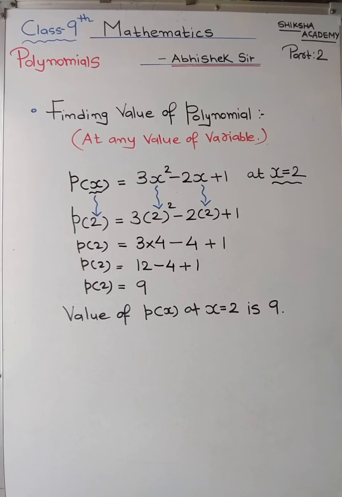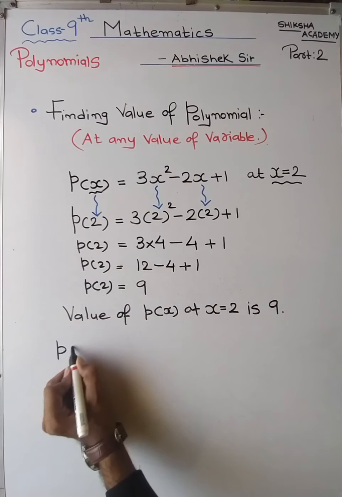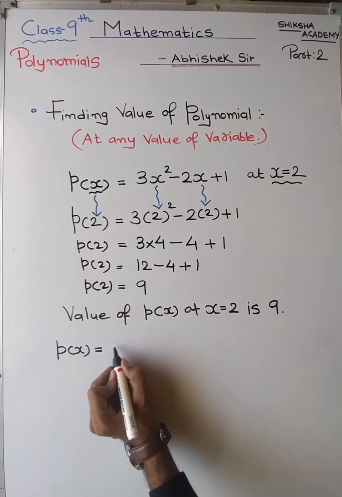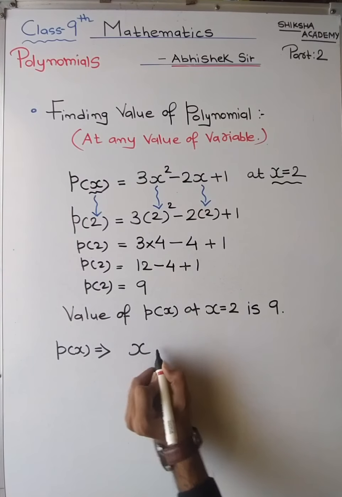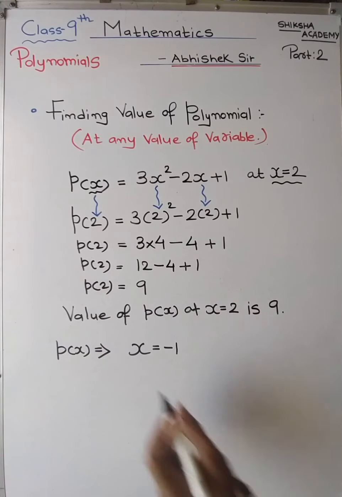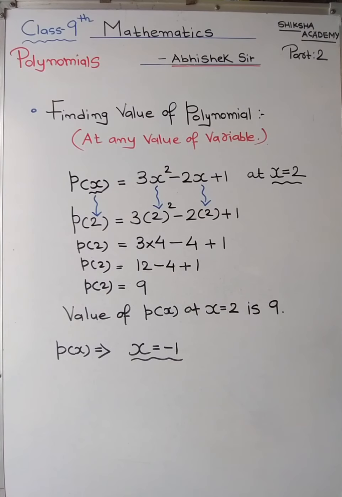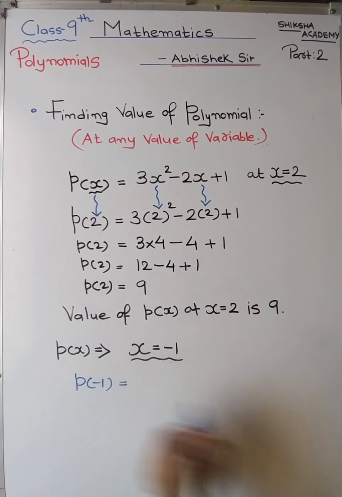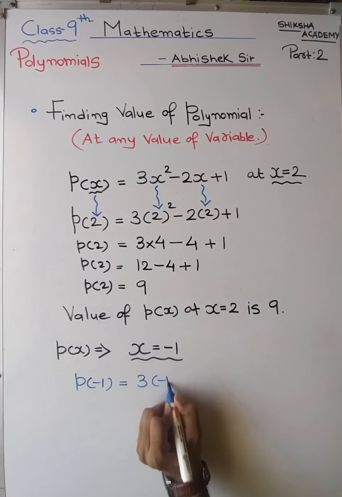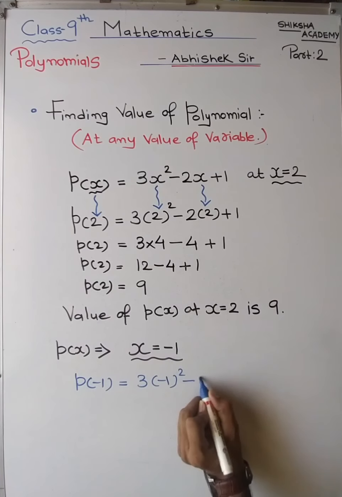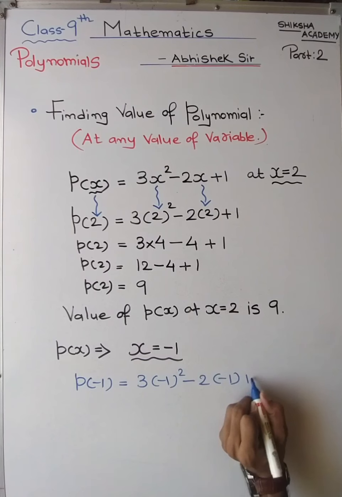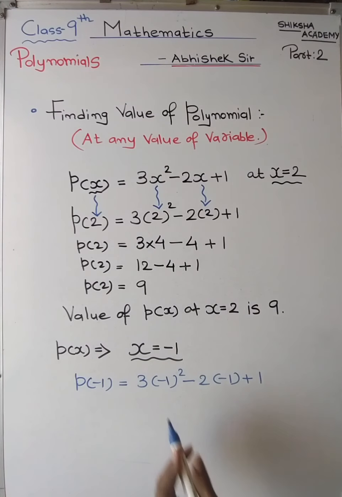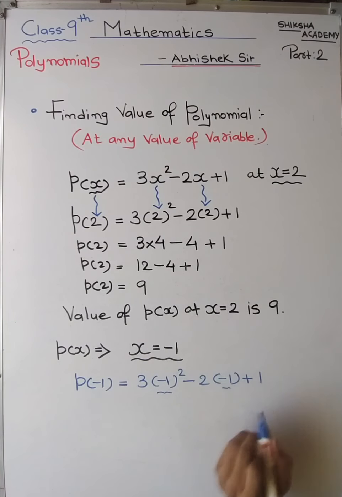If we want to have another value, suppose let us take the same polynomial but now at x equals to minus 1. Let us take a minus number, right? So it will be easy for you. Now the polynomial will become p of minus 1, 3 into minus 1 whole square minus 2 into minus 1 plus 1. Clear? So what I did, I replaced x with minus 1.